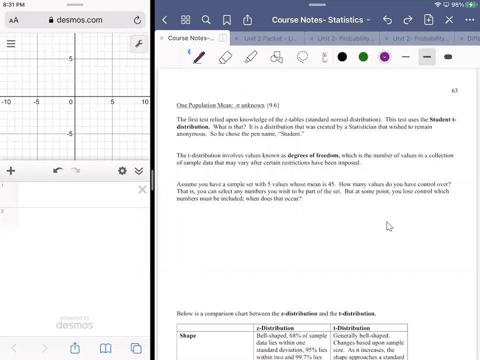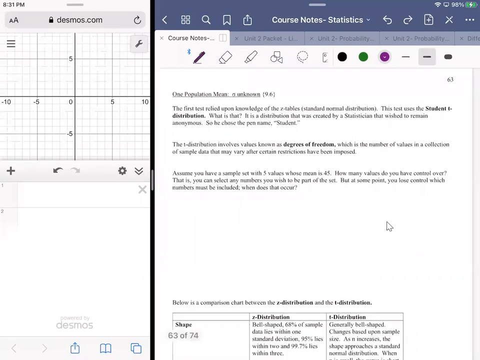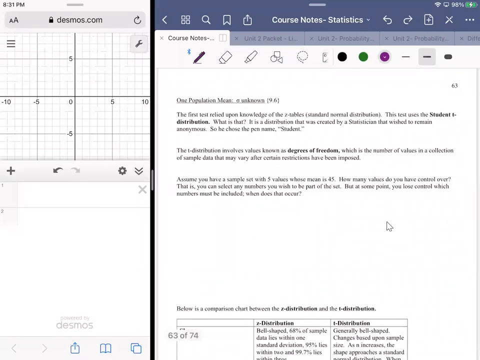There's a number of values in a collection that may vary after certain restrictions have been imposed. It's kind of a weird thing to say, but I look at it as having control over a certain number of values in a data set, depending on the parameters that are given. It's really just a question of how many of those values you have control over. So I gave this example here. Assume you have a sample set with 5 values whose mean is 45.